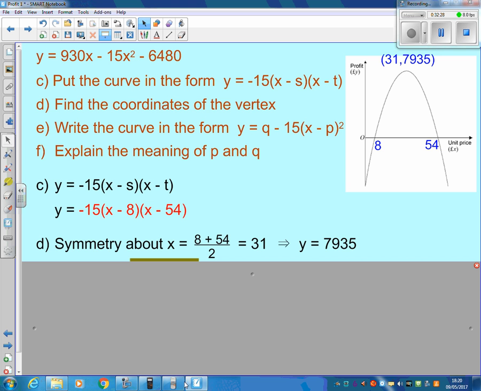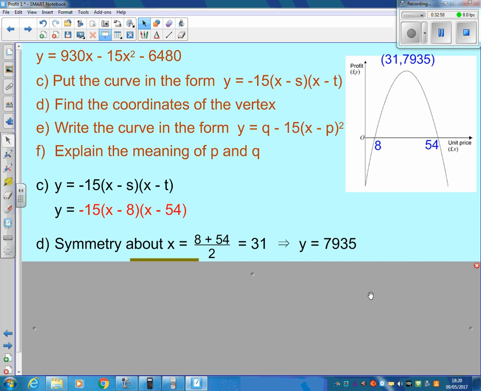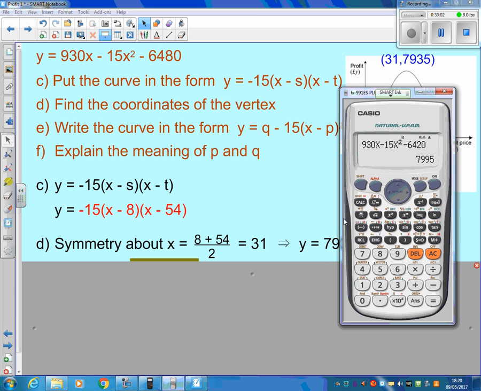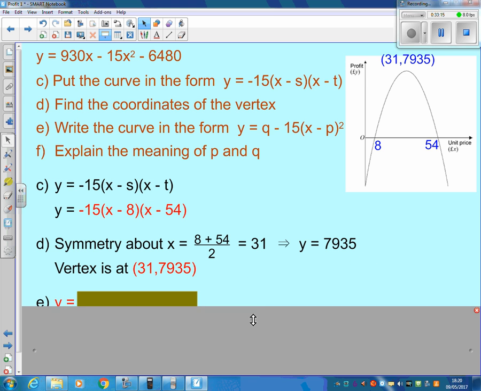Find the coordinates of the vertex. Okay, let's just check that last one. Mode 1, I can put the equation in either form. Let's put it in the original form. 930x minus 15x squared minus 6420, and I said do calc 31 equals, you see 7995, just what I want. Oh, what did I say? 7935. Oops, looks as if I made a mistake there. Let's pretend that's a 35. I'm not going to do the video again. So the vertex is at that.